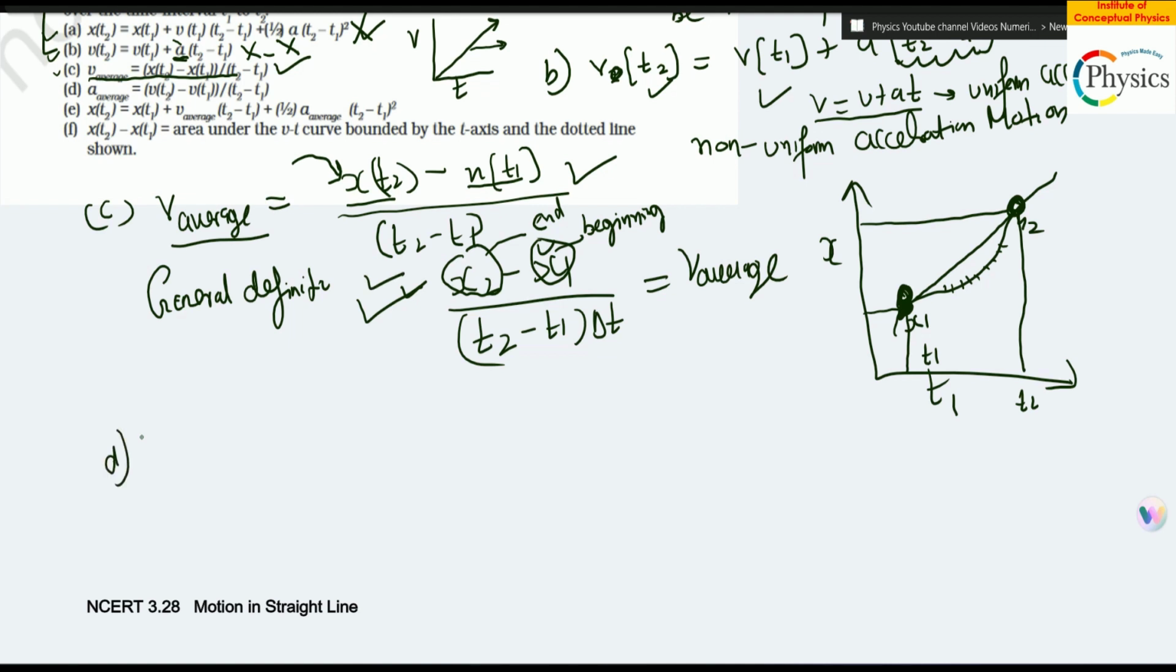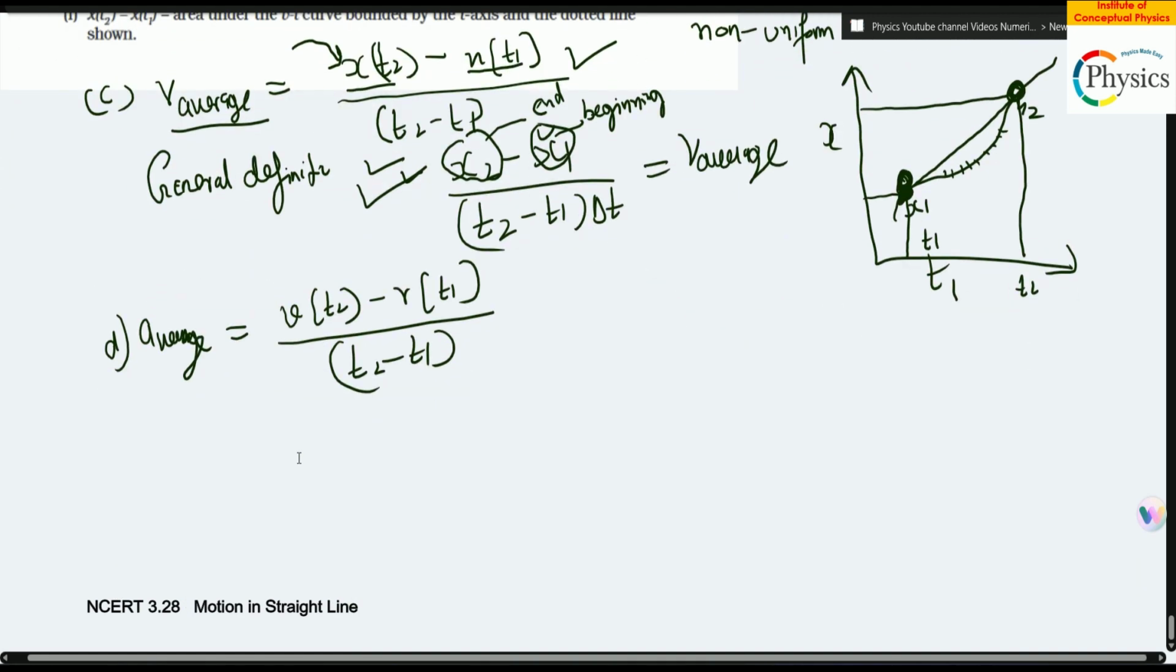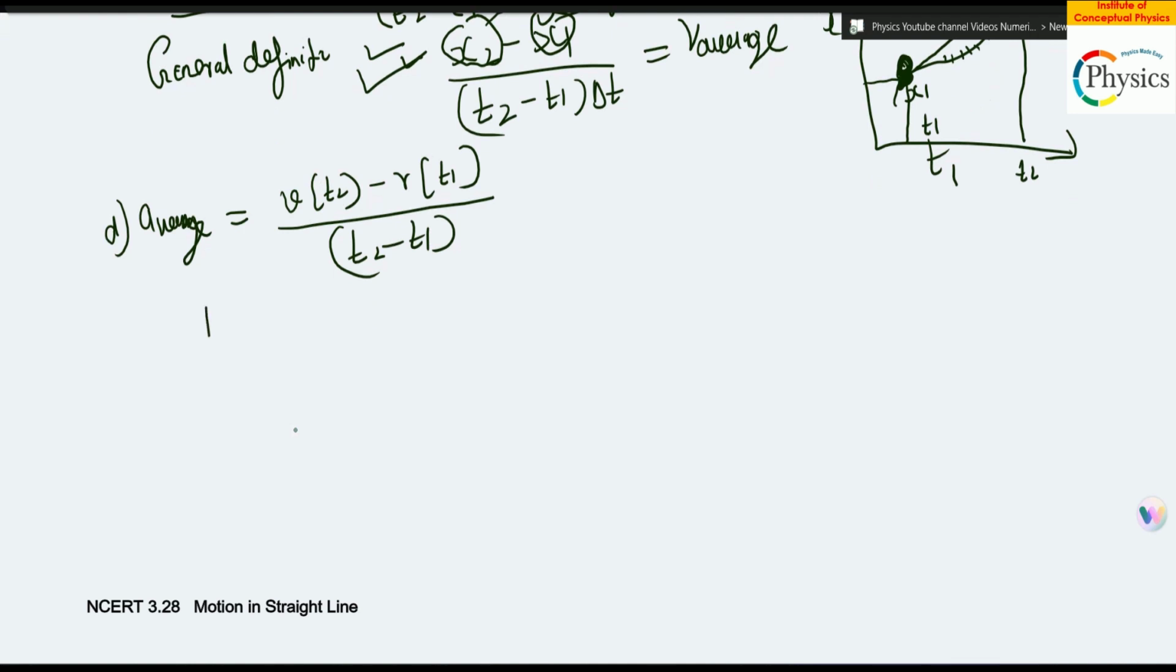D part, A average. Now A average is given to be the final velocity minus the initial velocity divided by T2 minus T1. Let's talk about the difference of the velocity. So we're referring to the same graph. Let me redraw this for your benefit. It looks something like this, the graph given in the question.